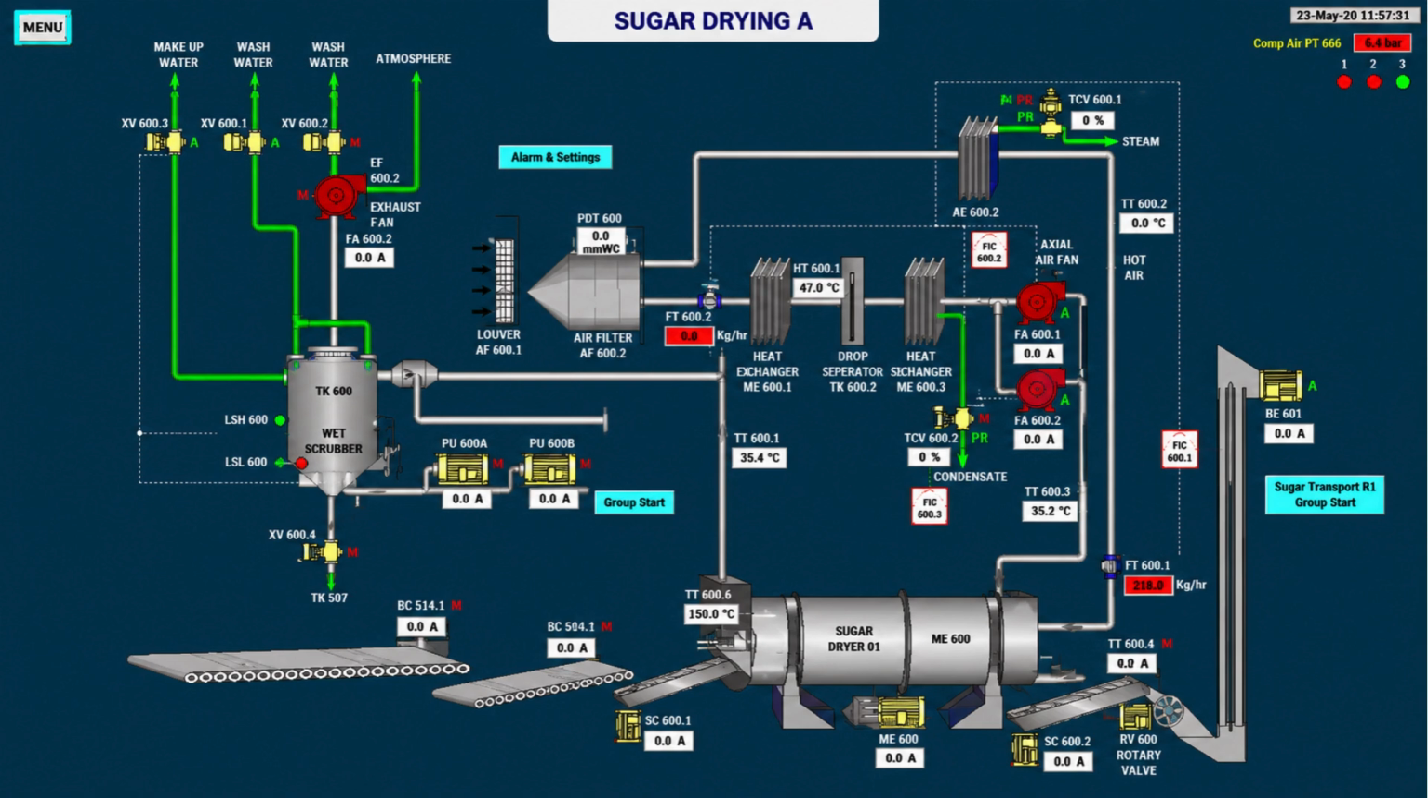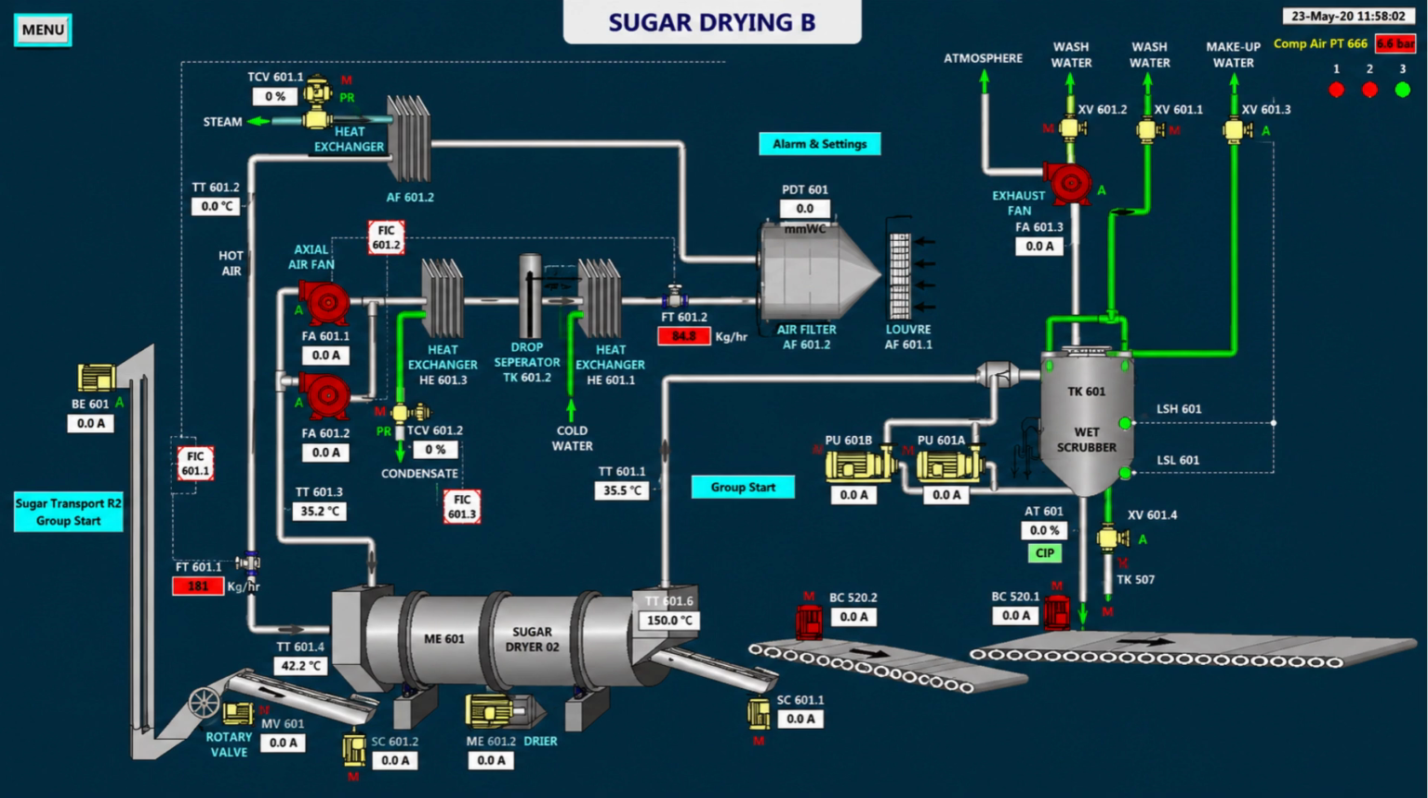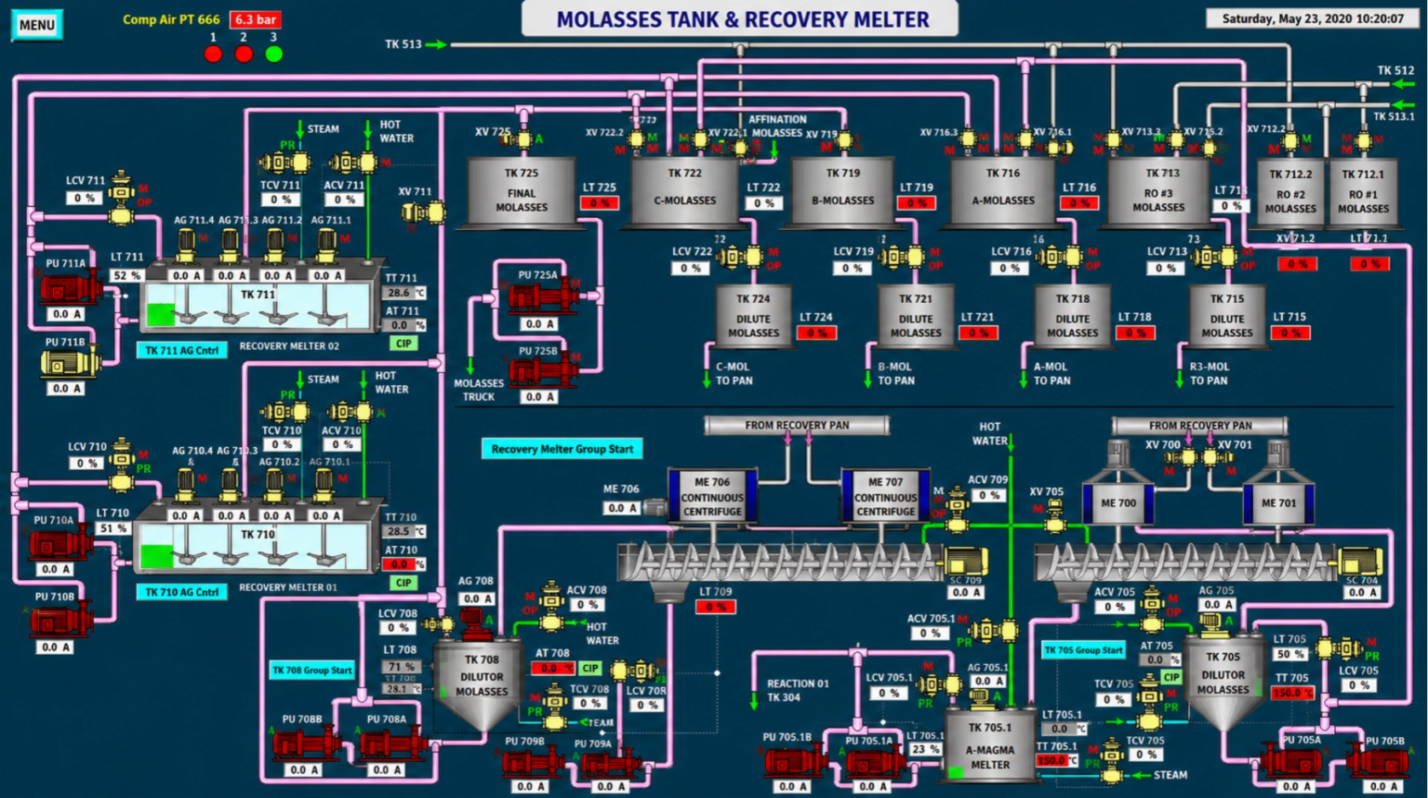The sugar dryer removes the remaining moisture from the sugar crystals using hot air, ensuring the required quality for storage and packaging. The molasses tanks store the final molasses, while the recovery melter section reprocesses off-spec sugar and recovered crystals, maximizing sugar recovery and minimizing product loss.